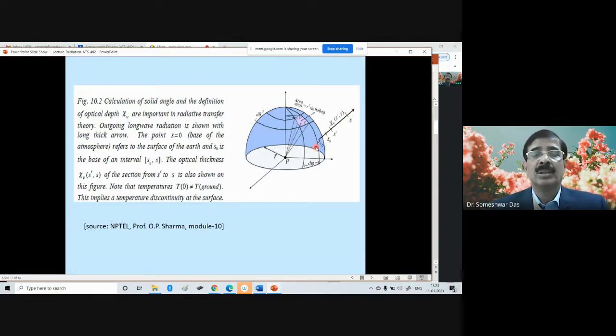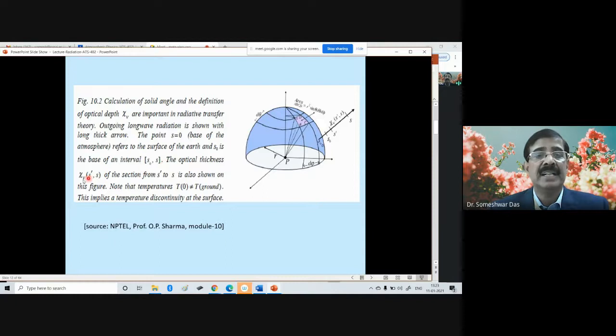Okay, so the point S is equal to 0 is the base of the atmosphere, and it refers to the surface of the Earth. And S0 is the intensity of the radiation at that level. So at any point where suppose we need to calculate the amount of outgoing long wave radiation at S, which is a function of S0 and S.